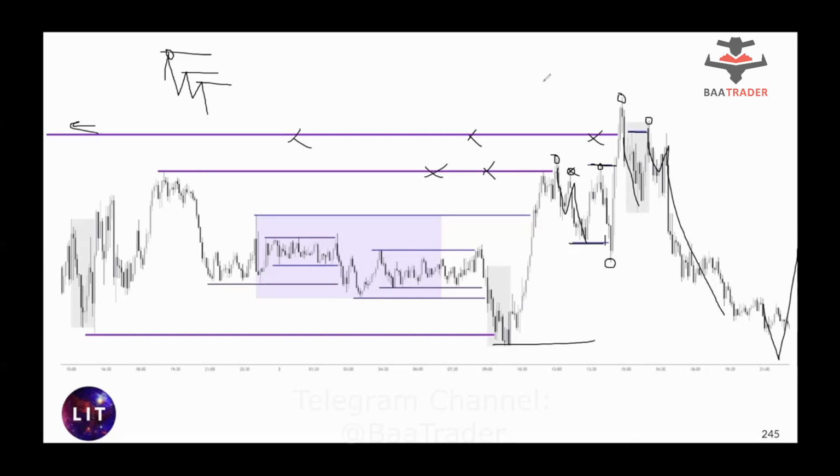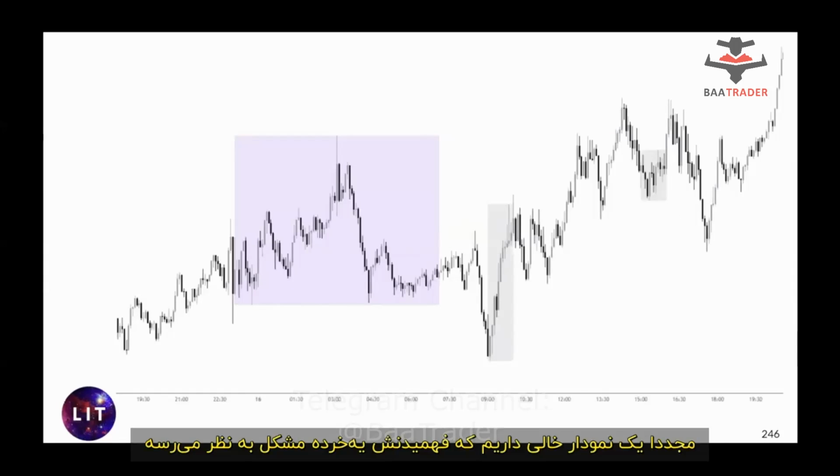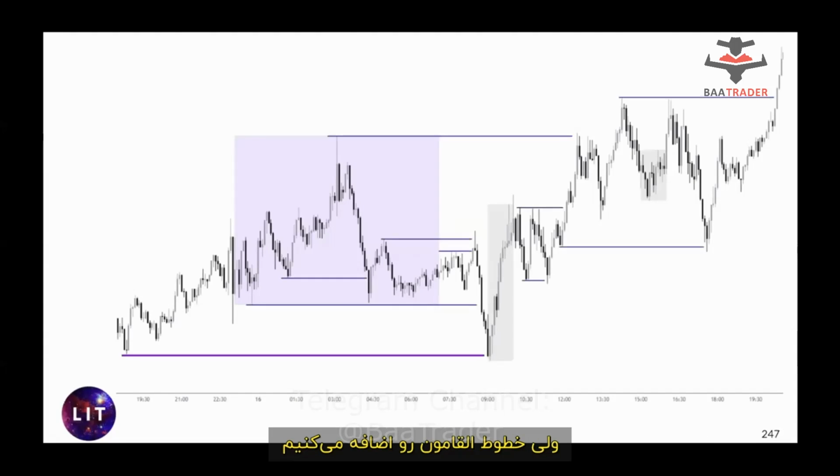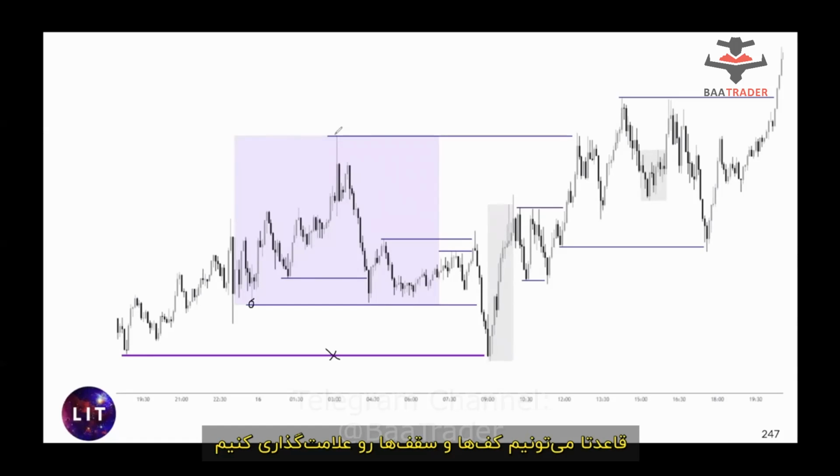So, with that being said, we have another example. So, again, plain chart, looks a little bit tricky to understand this, but we will add our inducement lines. Now, in this scenario, we have more so minor inducements. We only have one major one here. But if we start from the beginning, of course, we can mark up the lows and the highs.